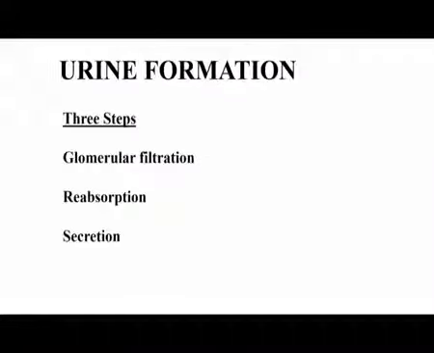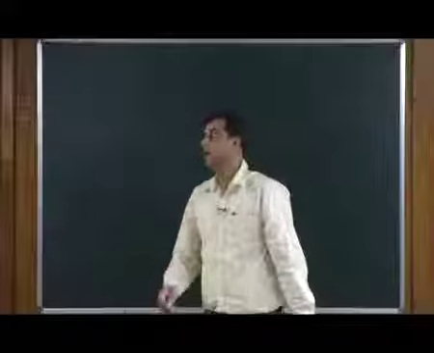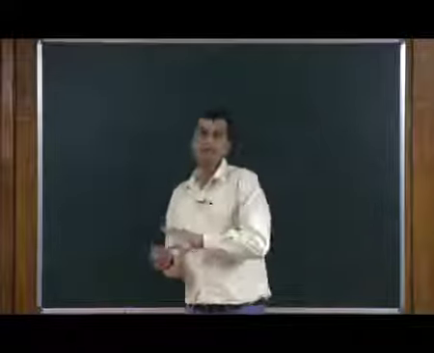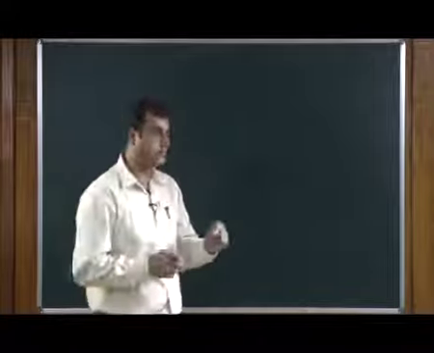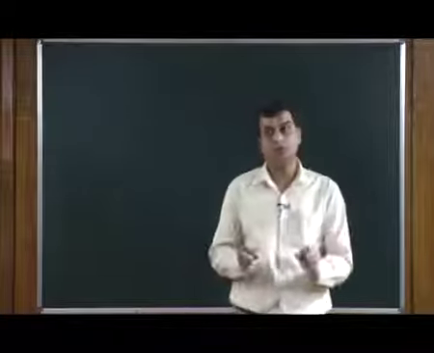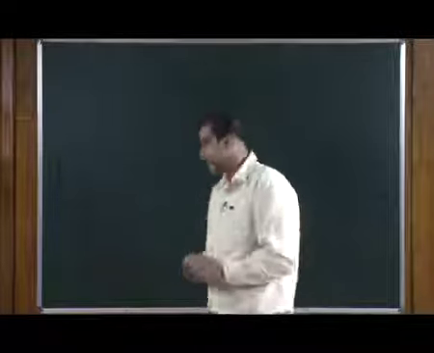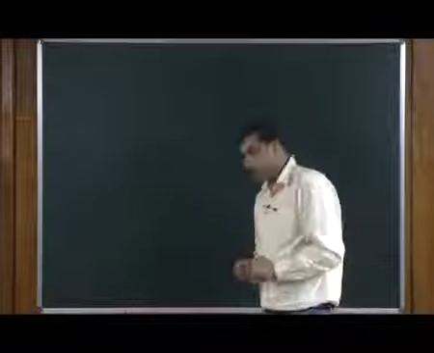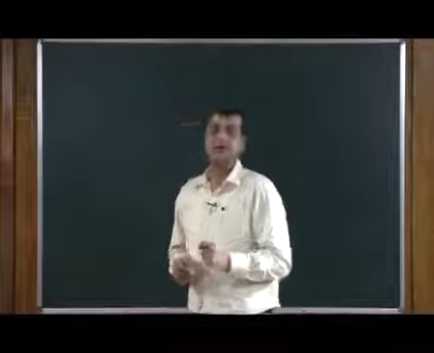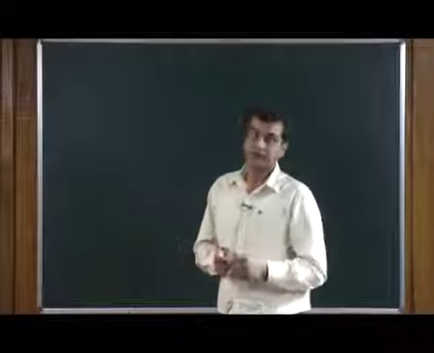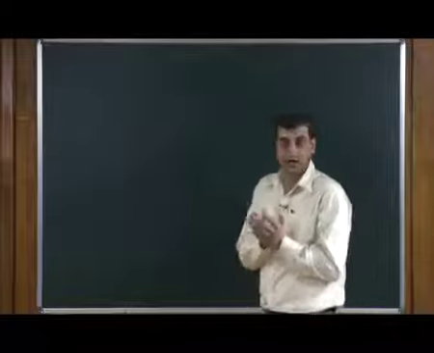So if we go to the slide, these are the three steps in urine formation. The first step is glomerular filtration, the second is reabsorption, and the third is secretion. We will try to discuss each and every step in detail, and some of the minute stuff related to urine formation individually we will try to cover. Now in the first step, glomerular filtration itself indicates that something is filtering out from the blood.